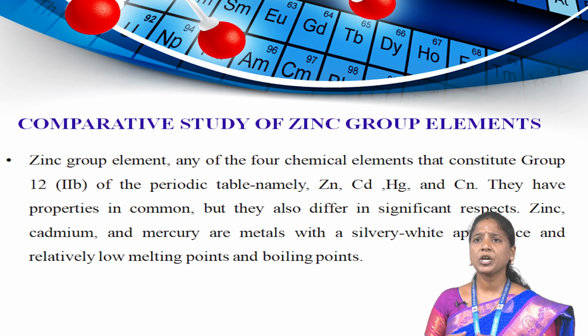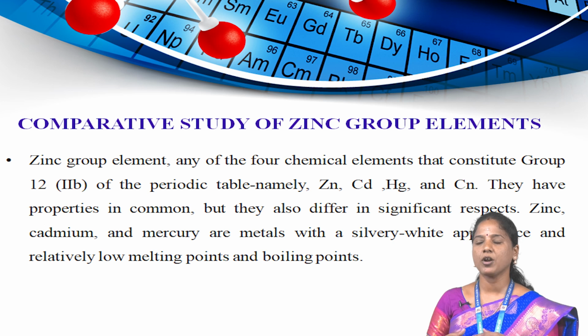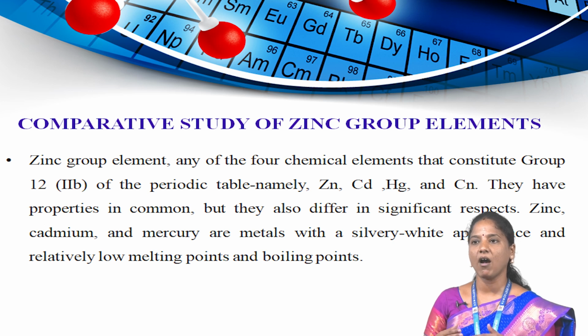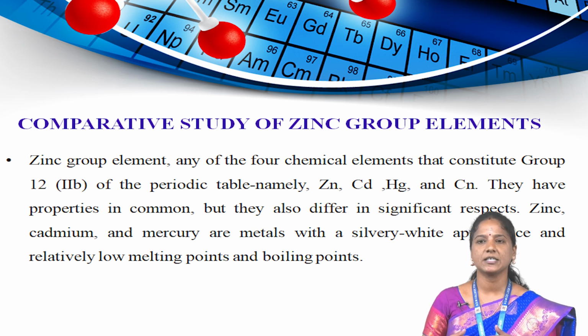Next one, comparative study of zinc group elements. Zinc group elements are four chemical elements. They constitute group 12 of the periodic table, namely zinc, cadmium, mercury, and copernicium. They have properties in common, but they also differ in significant respects.